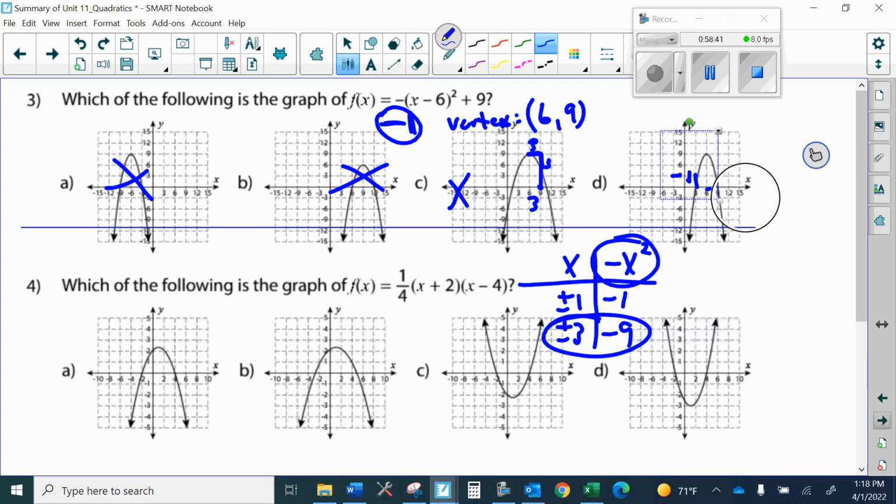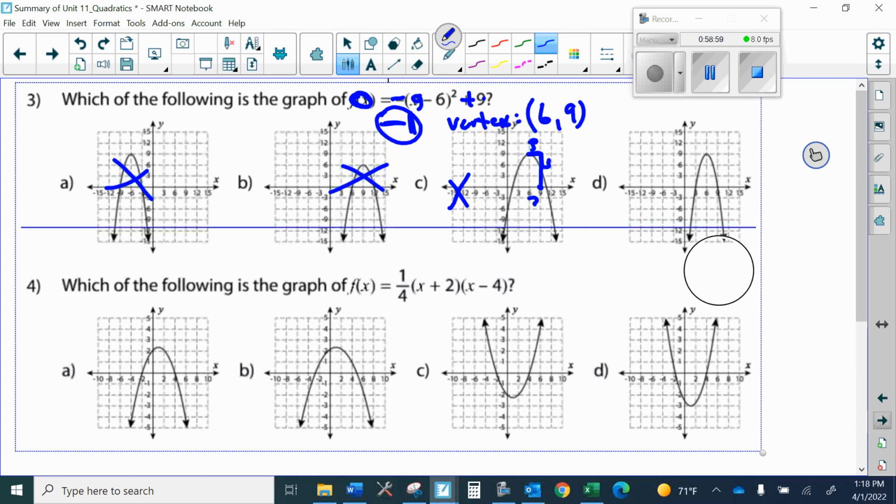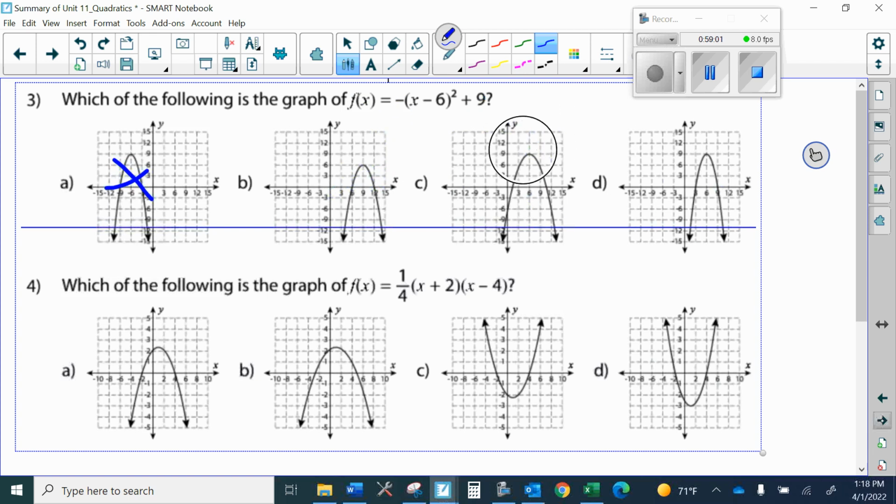Okay, you could have also plugged in the 9, 0. I know 9, 0 is supposed to work, so if I plug in 9 in there, I better get 0 there. 9 minus 6 is 3, squared is 9, times the negative 1 is negative 9, plus 9 is 0. So I'd be able to see that that one works. So the answer is D.